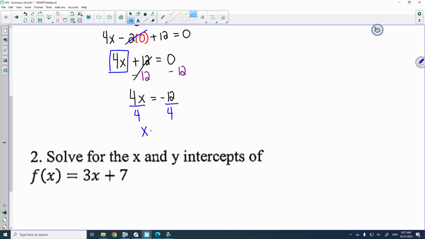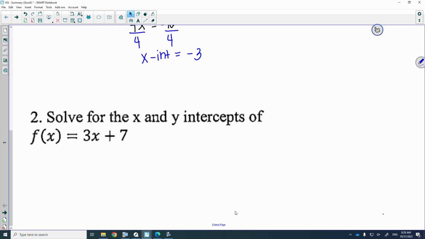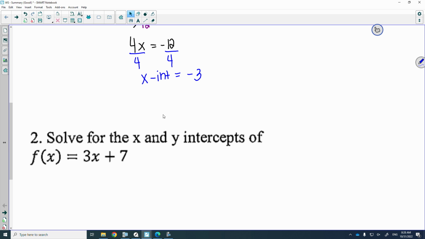So the x-intercept is equal to negative 3. Now, on your quiz, it asked to give that as an ordered pair. So the ordered pair would have been when x is negative 3, the y value was 0. So that's 1 point on this graph. That would be the x-intercept.